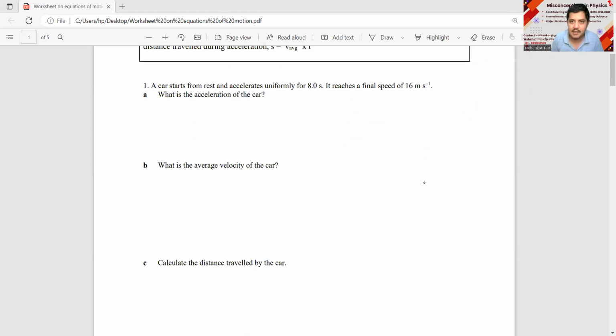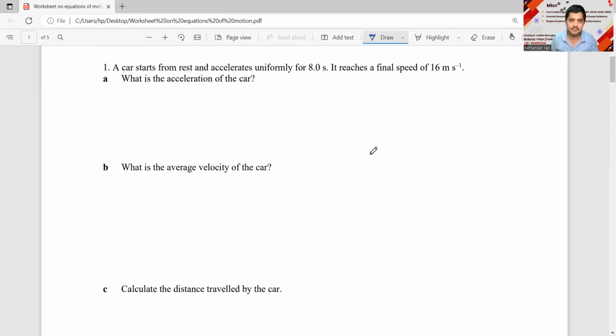A car starts from rest. The moment I see rest, let me magnify it. A car starts from rest, which means what? u equal to 0. And it accelerates uniformly.